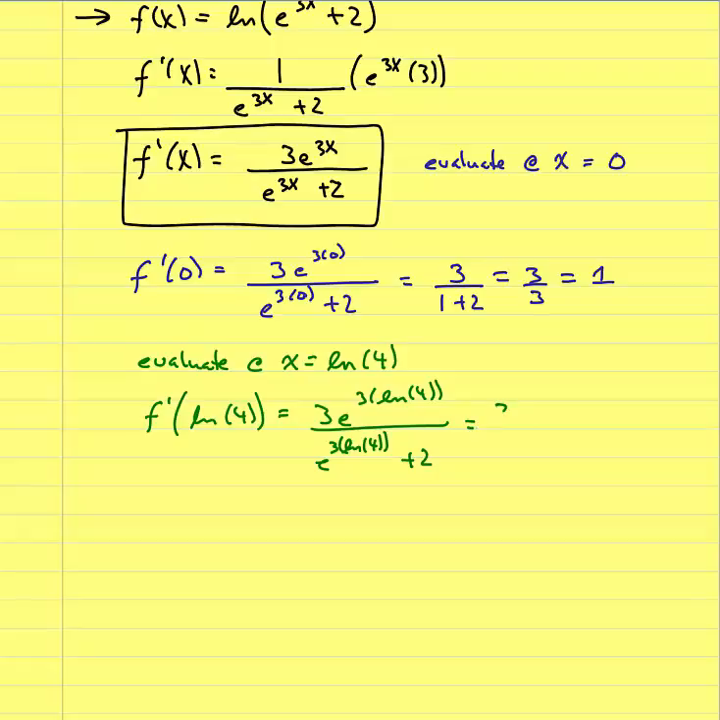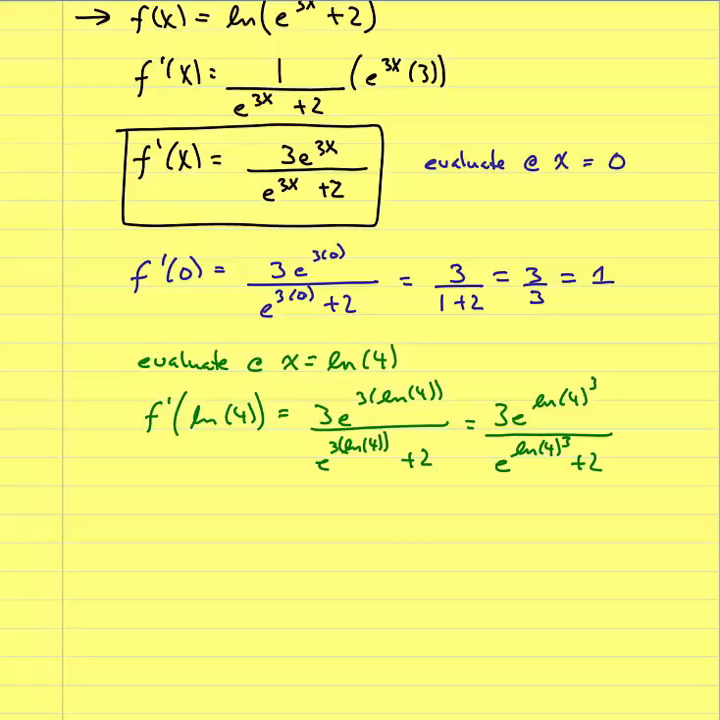I could rewrite this. This is 3e to the natural log of 4 cubed, because this 3 I can pop up into the exponent, and I can do the same thing down here. E to the natural log of 4 cubed plus 2. Now notice the plus 2 is not in the exponent, it is down in the base. And it's not the base of the exponent, it's the base of my next term.